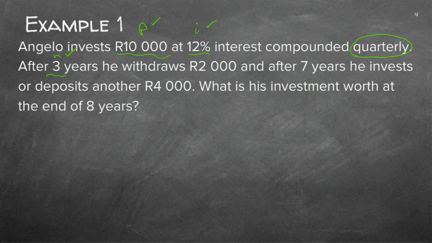Now, after 3 years, he withdraws 2,000 Rand. And after 7 years, he invests or deposits another 4,000. What is the investment worth at the end of 8 years? Oh, so that is not your N. That's why in the beginning I said maybe I should not do it immediately, but I'm going to. I'm just going to take that one off to make sure you understand that this problem is about the end of 8 years. The end of 8 years.